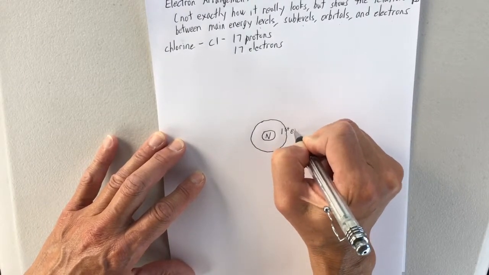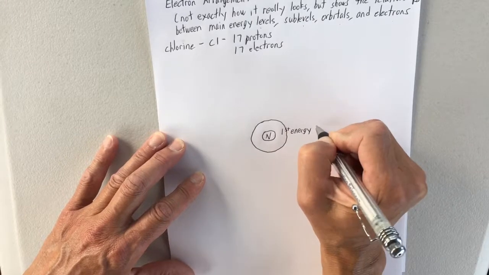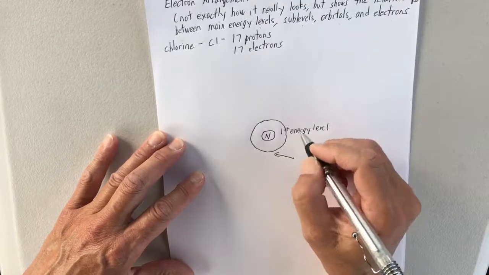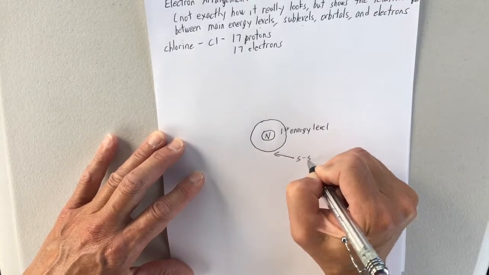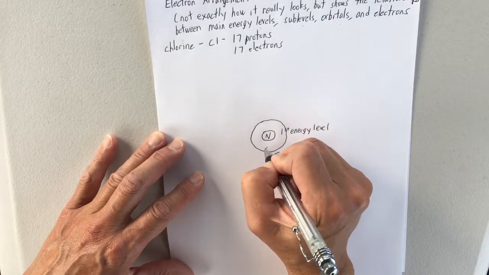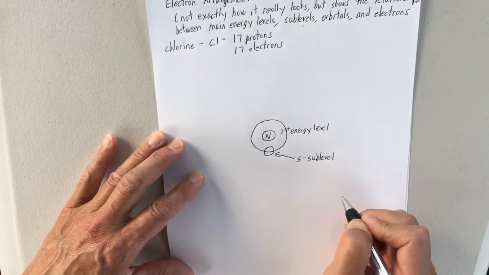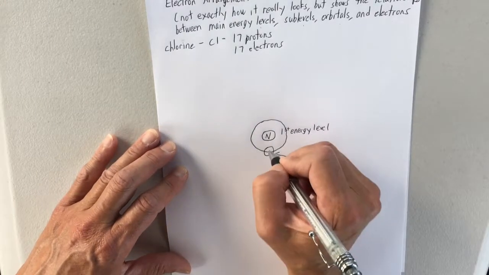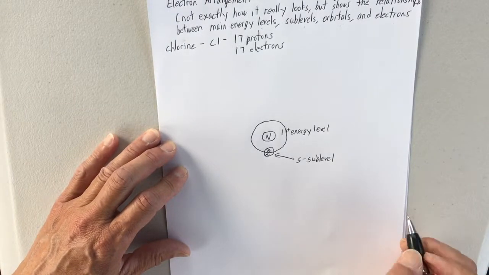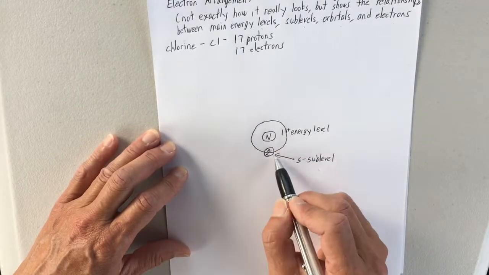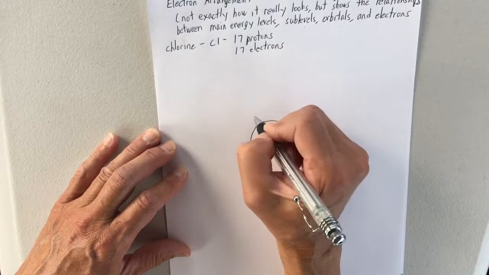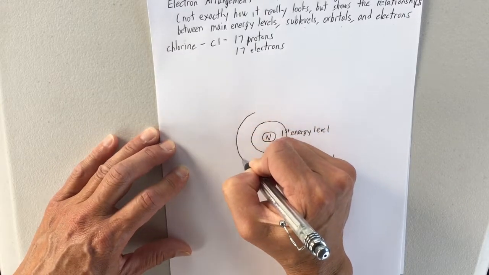main energy level. Now, within that main energy level, we have a region over here which we call the S sublevel. And within that S sublevel, we have what we call an S orbital. And that S orbital can hold 2 electrons. That's its maximum capacity. And the first energy level can only have an S sublevel. So the next electrons need to go into the second energy level.